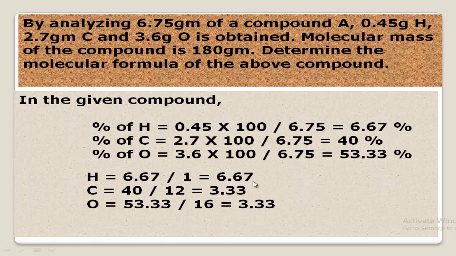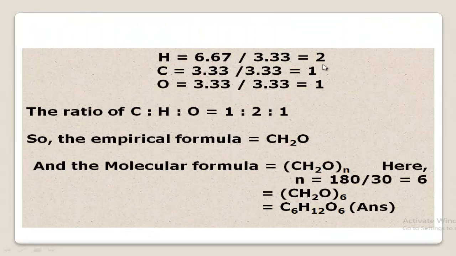Now among the quotients, we have to use the lowest quotient to divide the other quotients. So here the lowest quotient is 3.33. So now we will divide all quotients by 3.33 in the next step. So here we get this result. So the ratio of carbon, hydrogen and oxygen is 1:2:1. So the empirical formula will be carbon 1, hydrogen 2 and oxygen 1, CH2O. CH2O is the empirical formula of the mentioned compound.